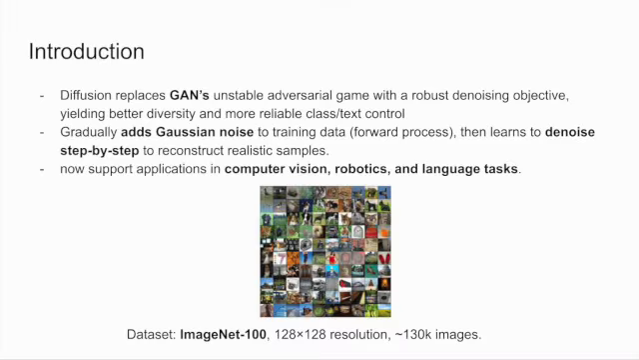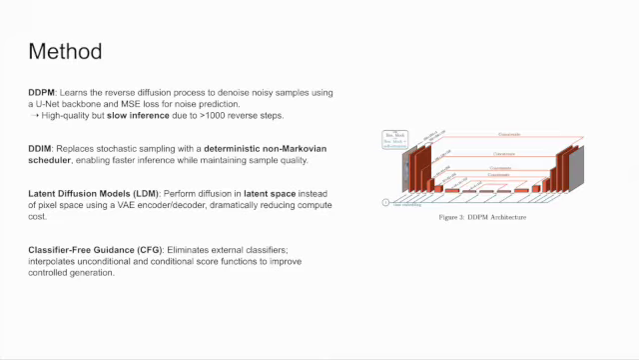For this project, we trained on the ImageNet 100 dataset, which contains about 130,000 images covering a wide range of classes. This diversity makes it a strong benchmark for evaluating generative performance. Our approach builds on several key components in the diffusion modeling pipeline.